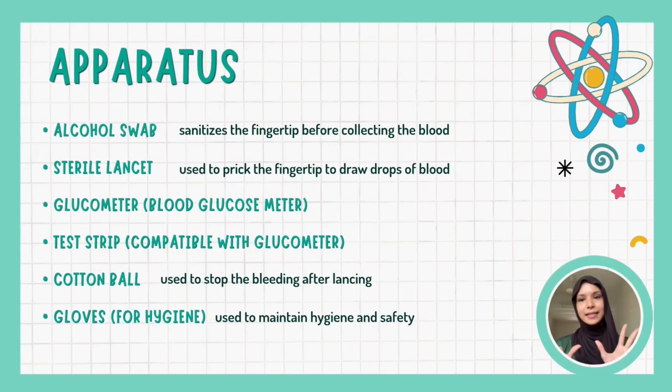There are 6 apparatus involved. The first one is the alcohol swab. It is used to sanitize the fingertips before collecting the blood. The second one is the sterile lancet. It is used to prick the fingertip to draw drops of blood. The third one is the glucometer, the blood glucose meter. And the fourth one is the test strip. We use a test strip that is compatible with the glucometer, and we also use a cotton ball to stop the bleeding. And lastly, we use gloves to maintain hygiene and safety.